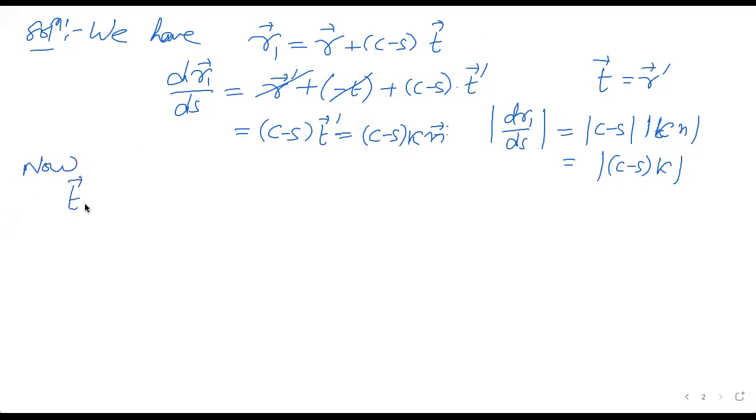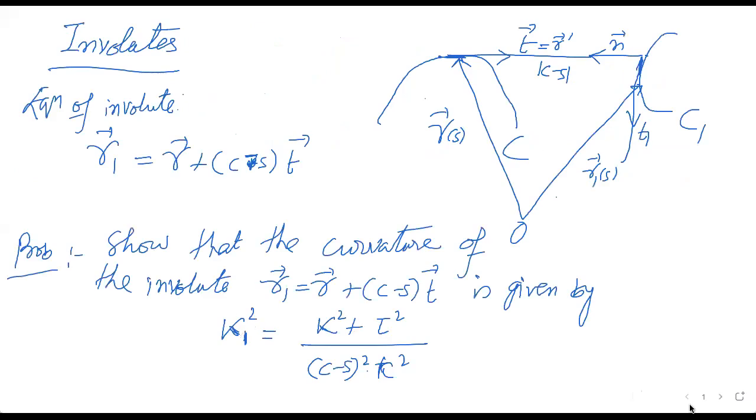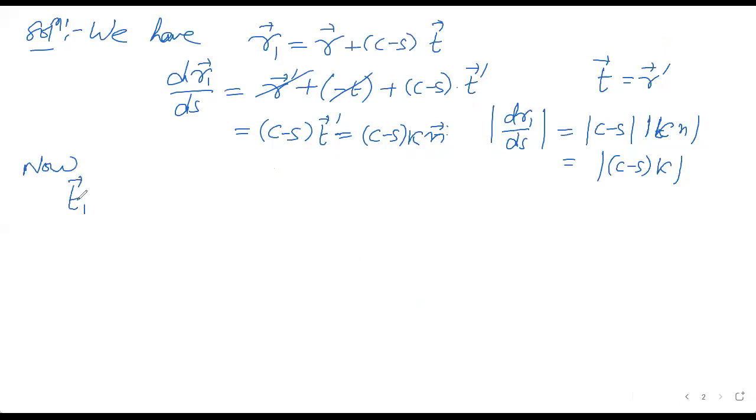So now, what is t1? Because what is your curvature? Curvature k1, kappa 1 will be what? Kappa 1 will be in terms of t dash, right? So I will be needing t dash. So firstly I will take what is t1. So t1 will be what? Tangent is what? dr1 upon ds divided by its mod. This is what it is. What is a tangent vector? Tangent is a unit vector.